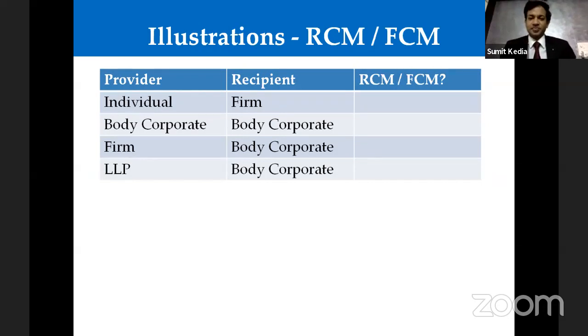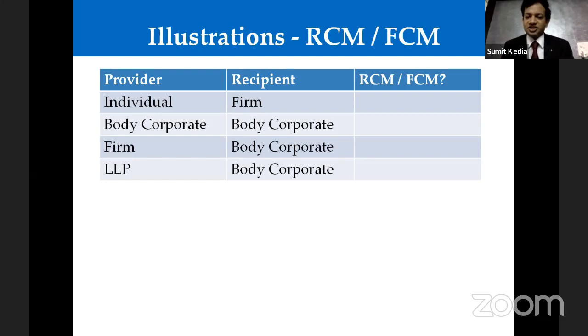Let's see the illustrations. In my first case, the service provider is an individual. The recipient is a partnership firm. So what would be your answer in this case? Whether RCM will be applicable or FCM will be applicable. Please be careful. Renting of motor vehicle might be applicable. Many entities, partnership firms, body corporates, all these companies, many times might hire a rent a cab service for their employees' transportation. A motor vehicle can be a car or a bus also, any motor vehicle. So these are very commonly found in many corporates. So we have to be careful on the applicability of this RCM.